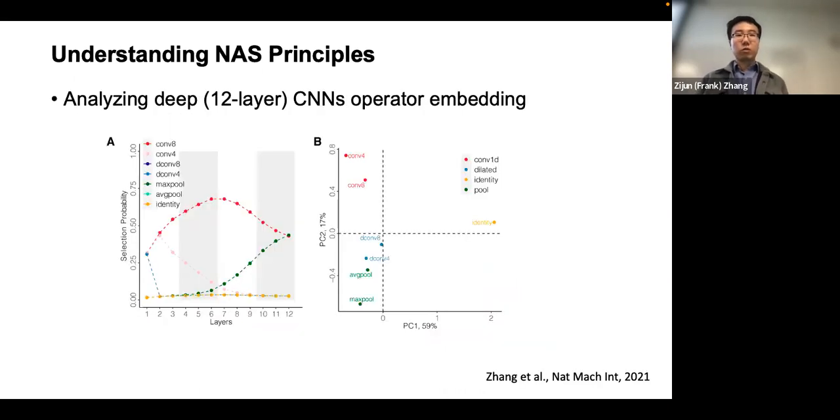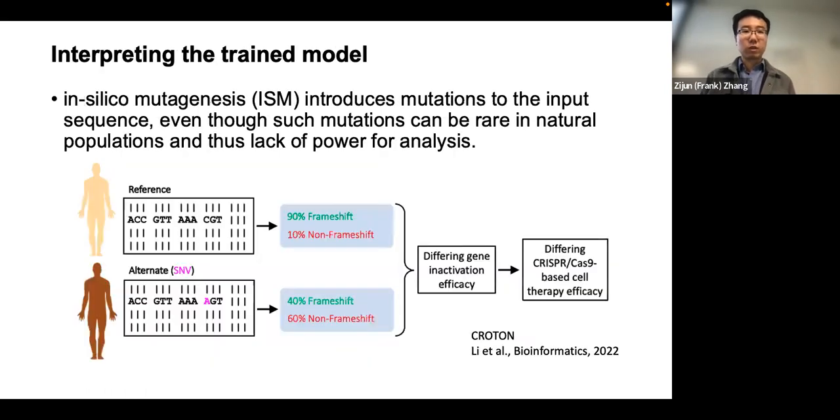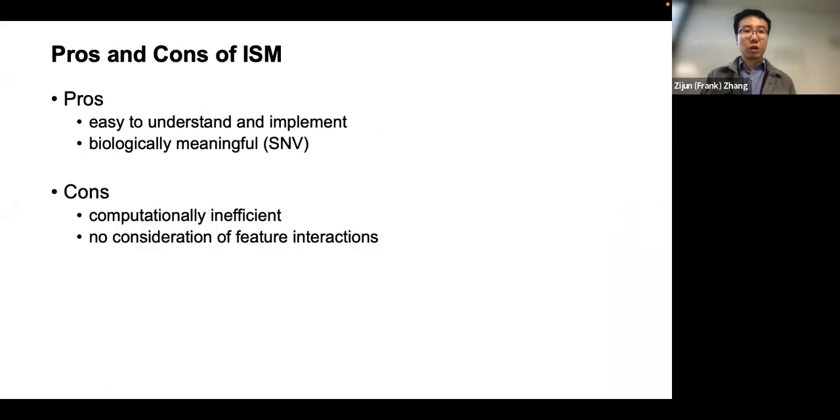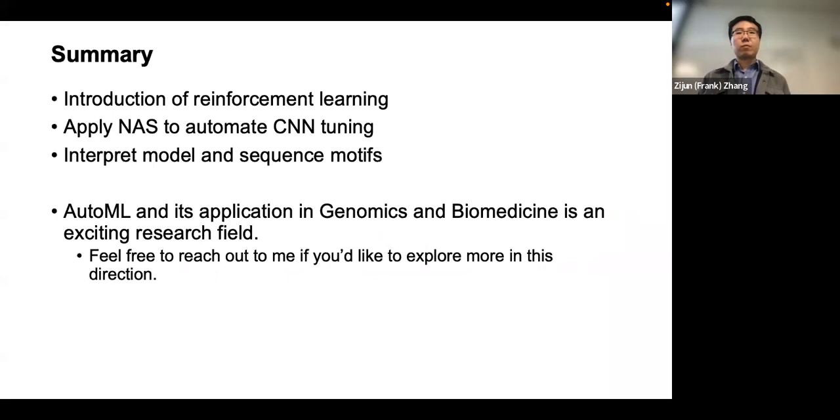I guess it's time. If there are no more questions, let's wrap up this 2-day workshop. Basically for today, we introduced how reinforcement learning can be leveraged to train a model of the model, often called a controller, so that it can propose better architectures over time. This process is typically called neural architecture search, or NAS, which can be used to automate the process of CNN tuning.